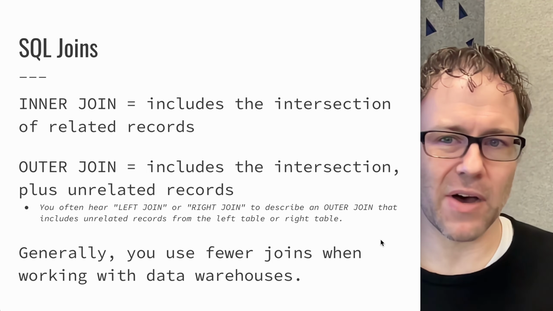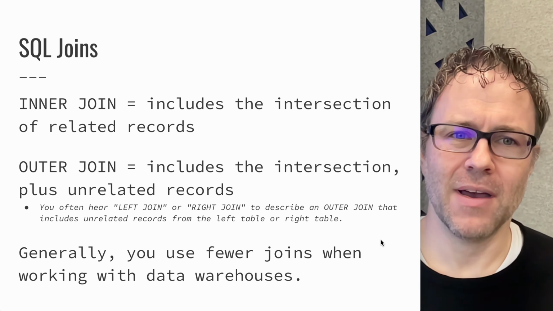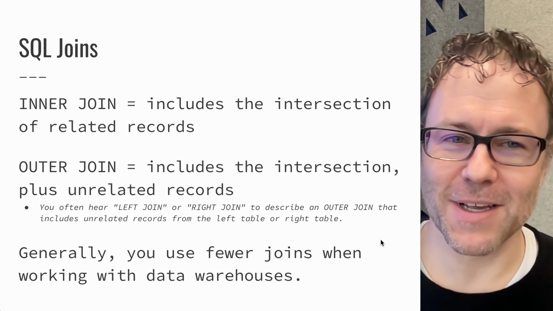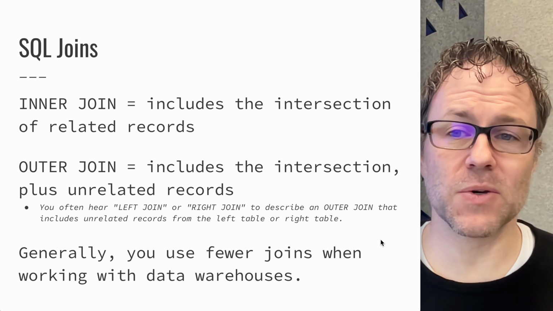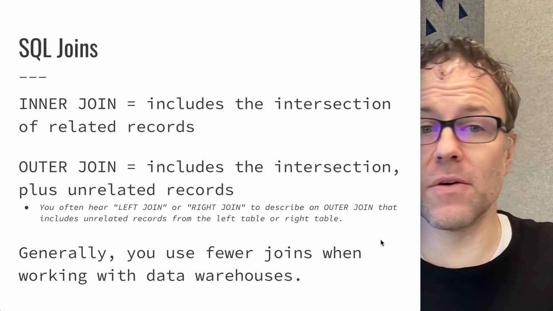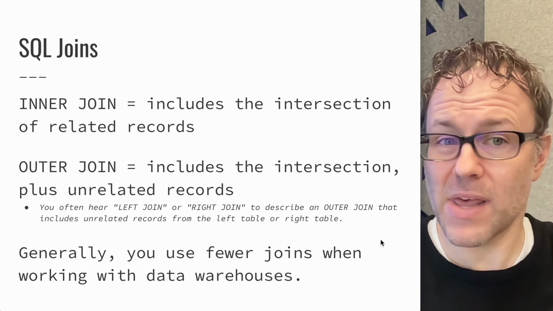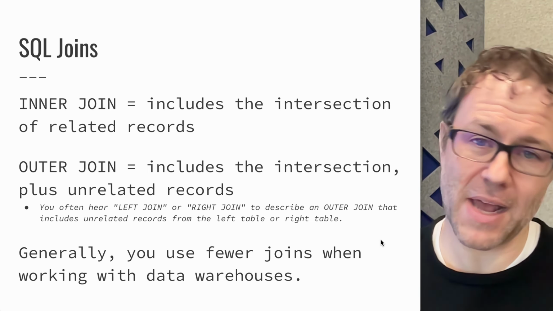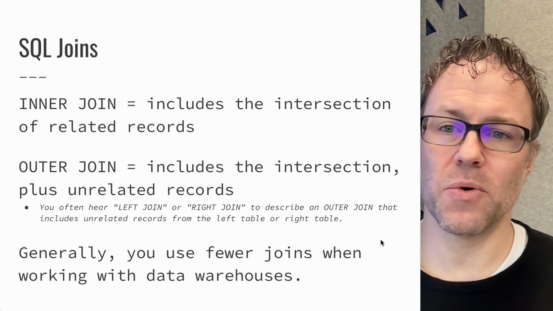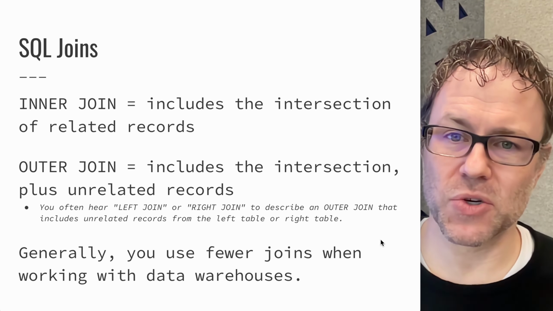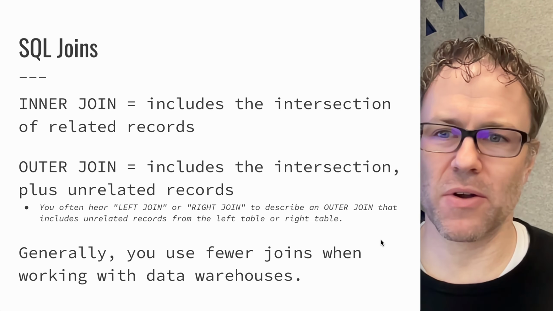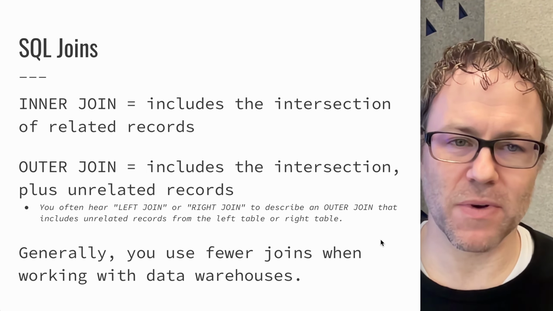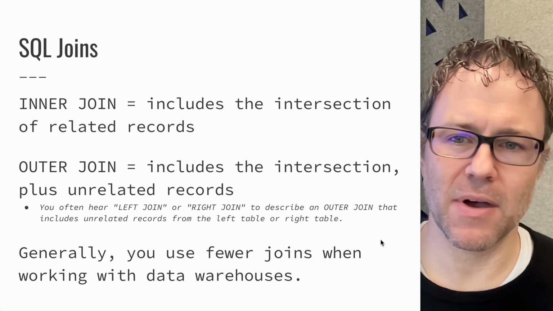Typically, only when we're dealing with joins, we'll call these the left table and the right table. But an outer join is going to take all of the records from one table, whether or not they match, and then only matching records from the other table. So you sometimes hear left join or right join, left outer join, right outer join. Basically, it's whether we're taking the unrelated records from the left table or the right table.